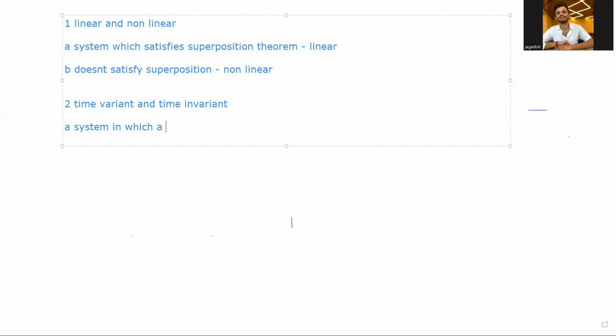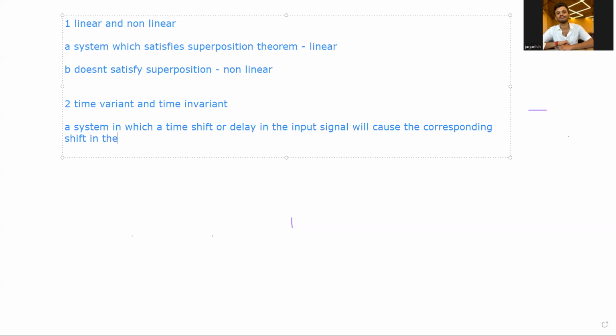a time shift or a delay in the input signal will cause the corresponding shift in the output signal.